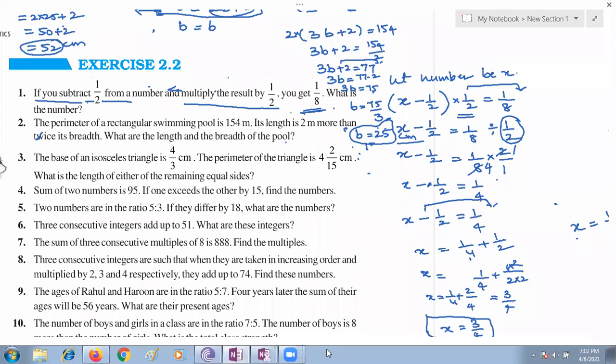Ma'am, the sum of the numbers is 95. If one exceeds the other by 15, find the number. Ma'am, can I tell how, ma'am? Yes. Ma'am, 2x plus 15 equal to 95. Ma'am, x plus 15 is equal to 95, ma'am. We have to do like that.